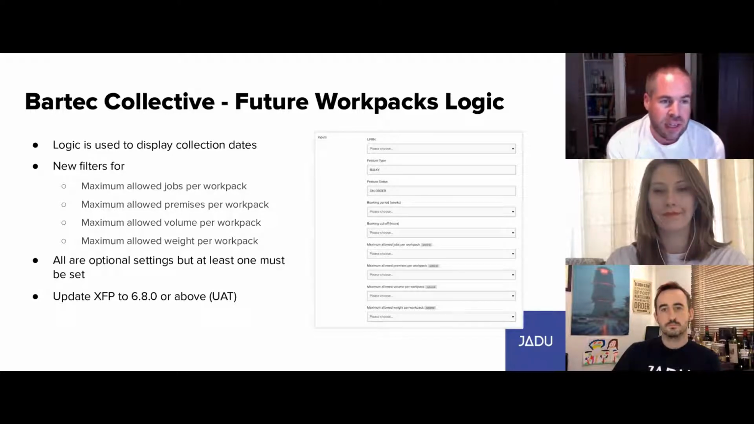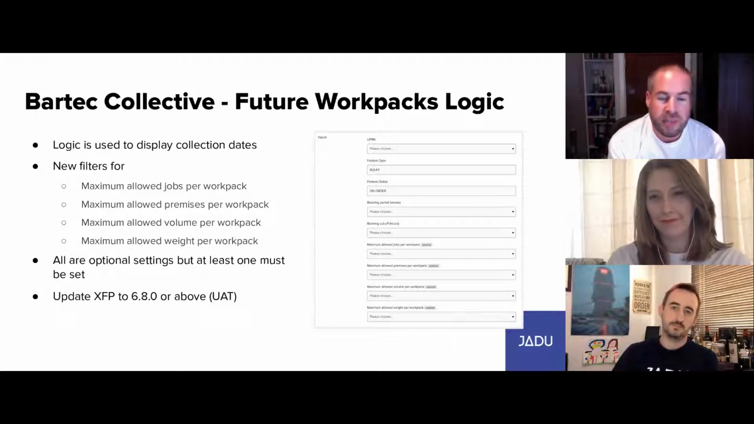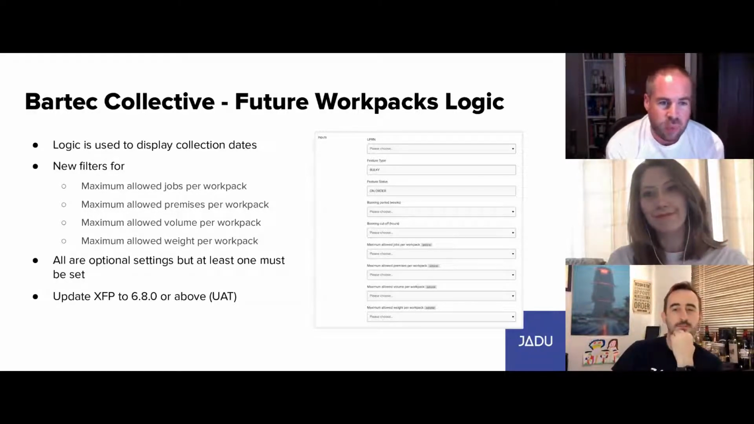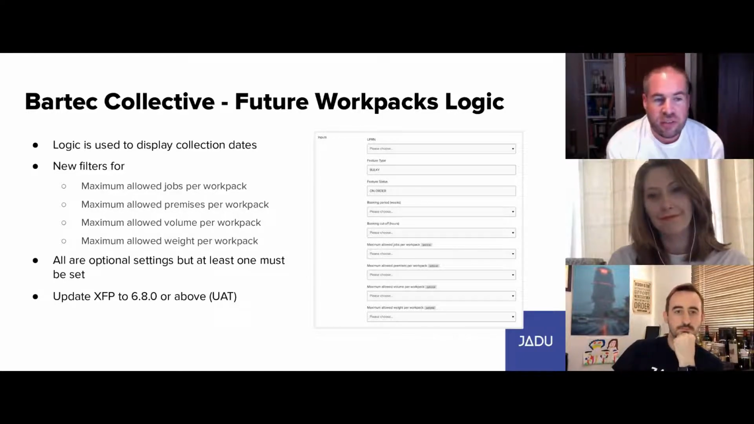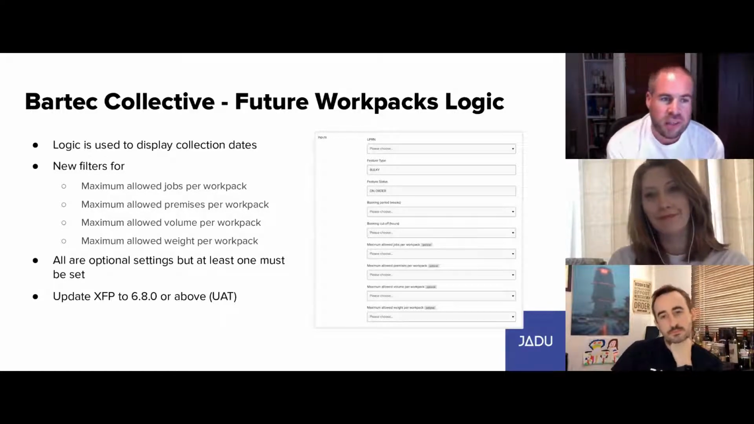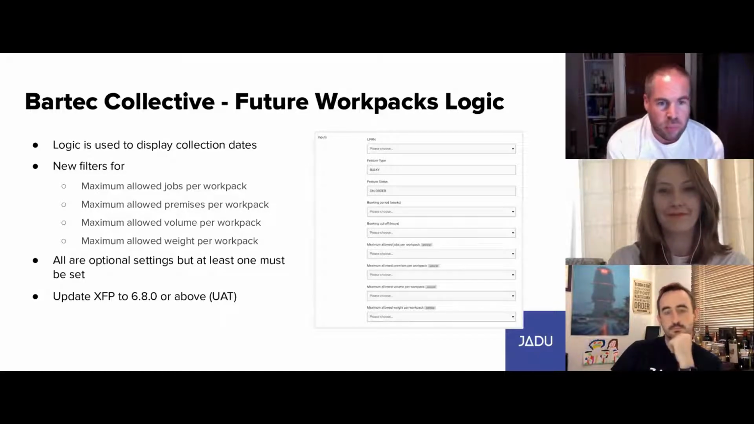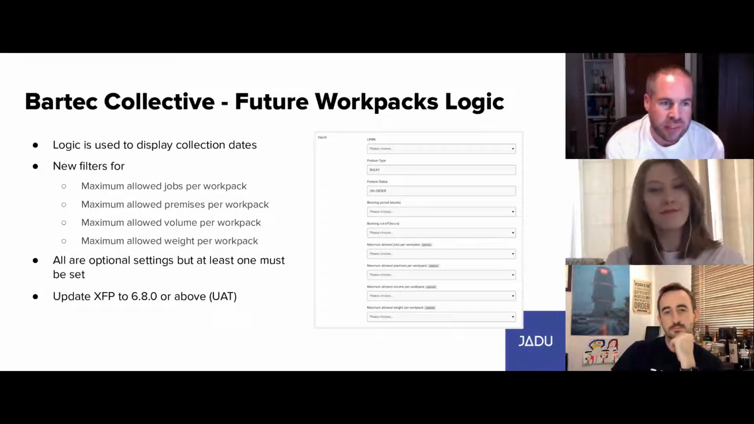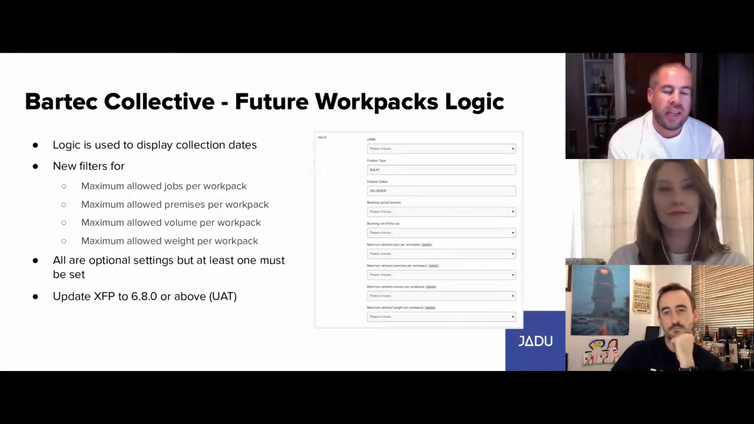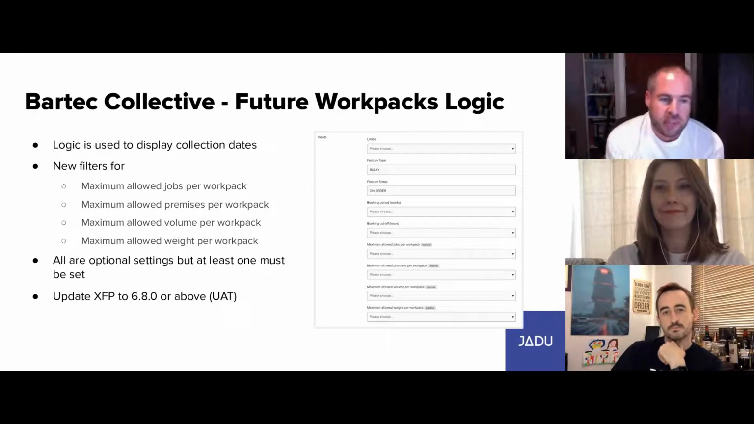So we've added them in. You can now use the premises, so the number of properties that the booking or the collection team has to visit, and also the volume and the weight within a work pack. And you can use combinations of these. So only one of the 4 options has to be set, but you can set more than one, and it will work based on the settings that have been set. Again, this is available from XFP 6.8.